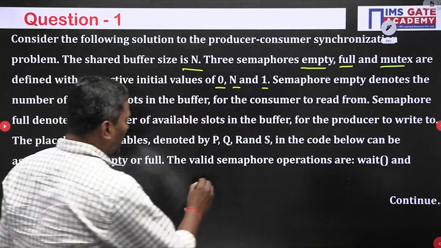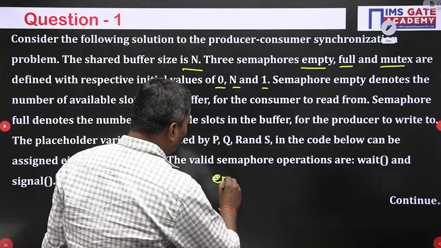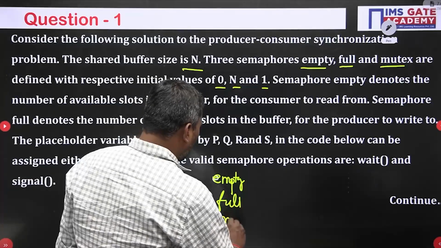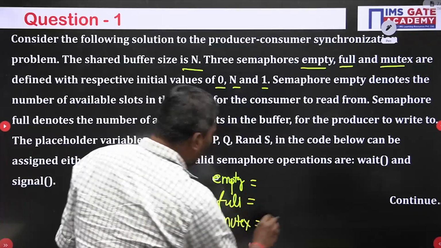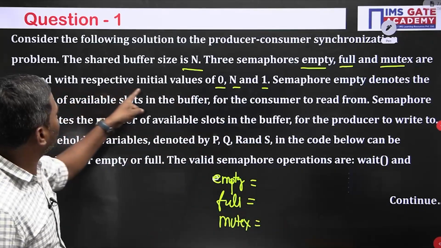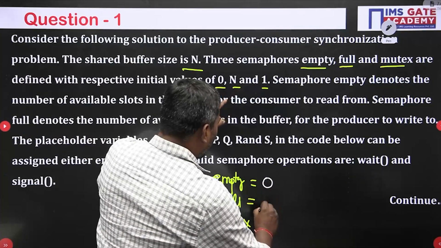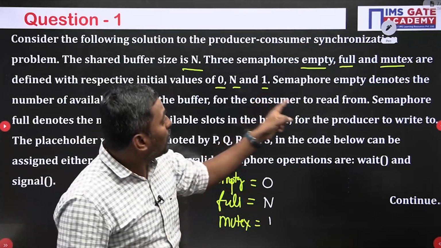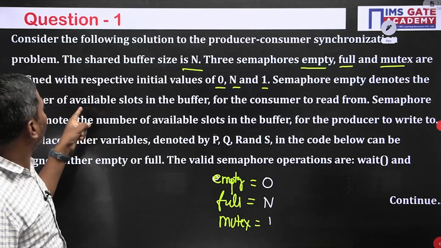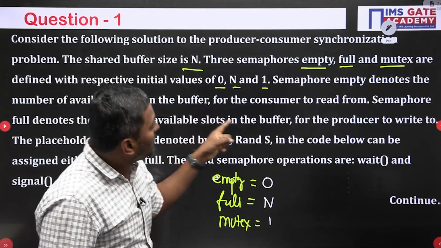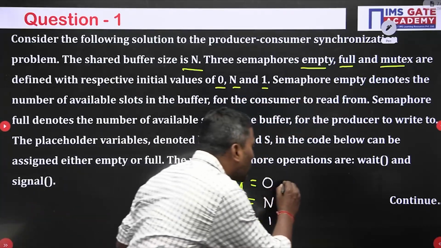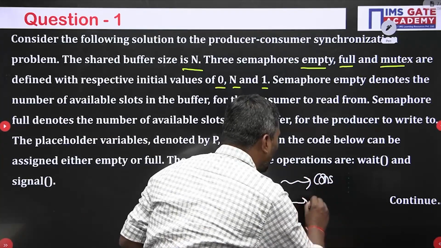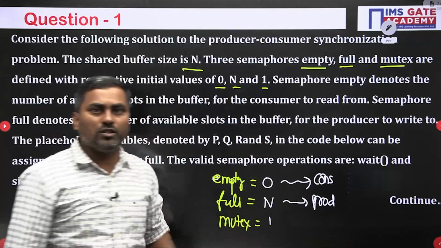There are 3 variables: empty, full and mutex. What are the values they assigned? You should understand the initial values: this is 0, this is n, this is 1. What is the meaning of empty 0? Semaphore empty denotes the number of available slots in the buffer for the consumer to read. So this is related to the consumer process. This is related to the producer, and mutex is for mutual exclusion.